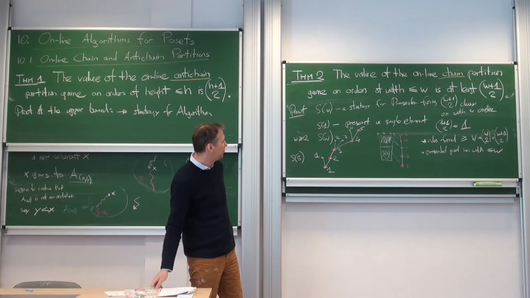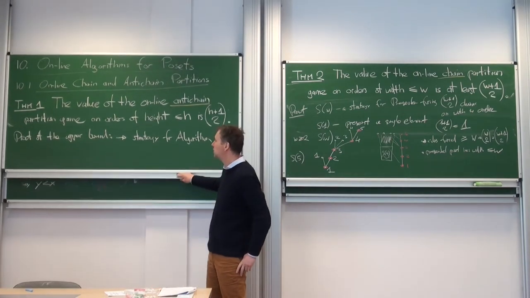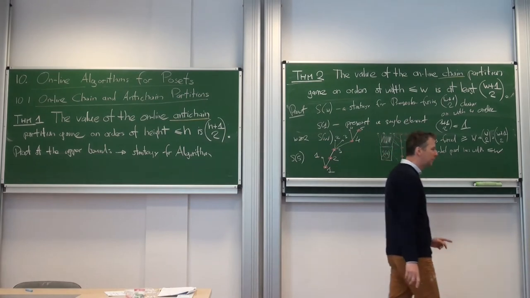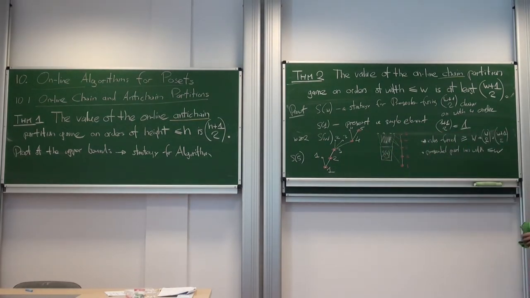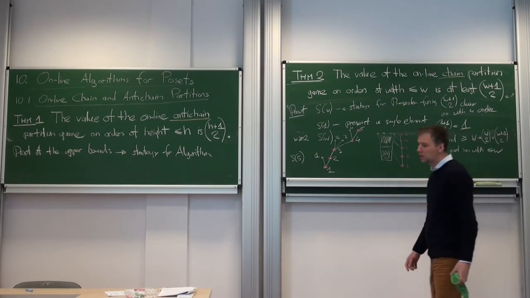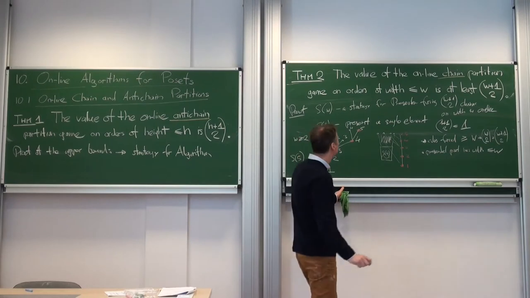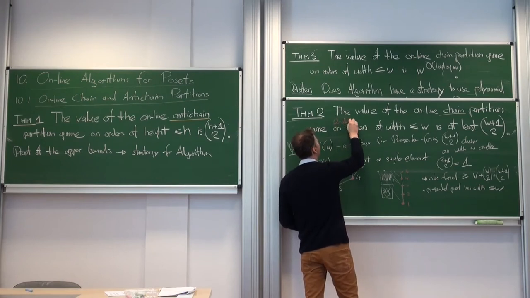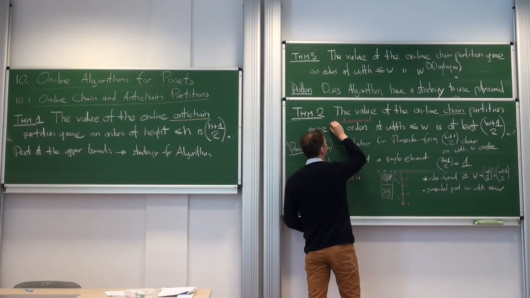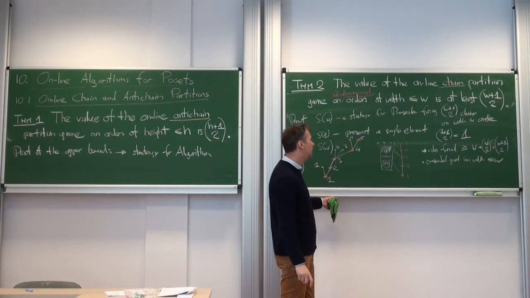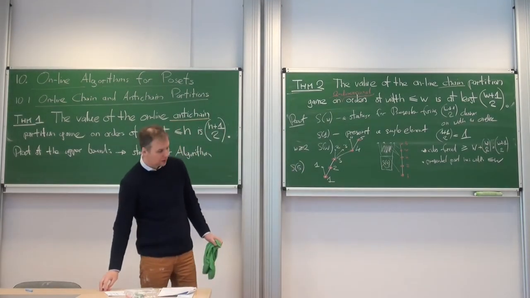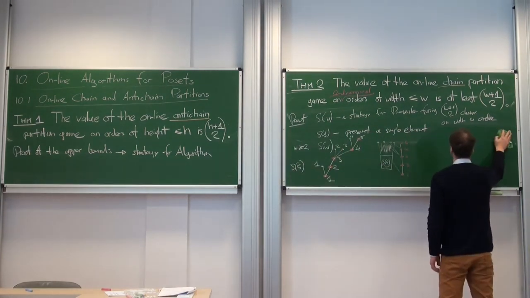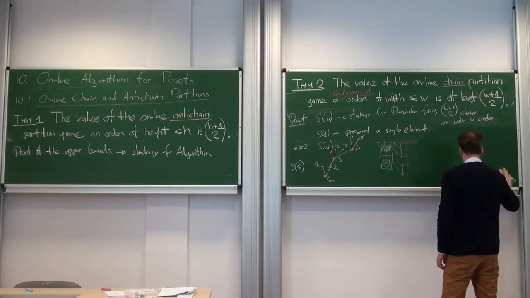I promised to relate this to the antichain setup, to finish this line of thought. In order to do it, I would like to show you that we actually prove something more here. We can actually do it in two-dimensional orders. So the value of the online chain partition game on two-dimensional orders of width W. I want to tell you that the poset presented here has dimension 2. So let's have a look.